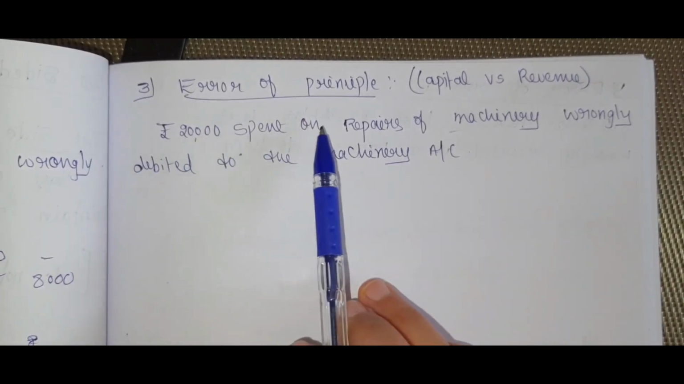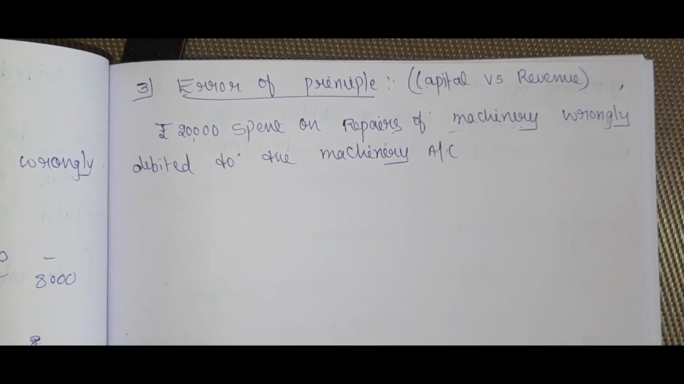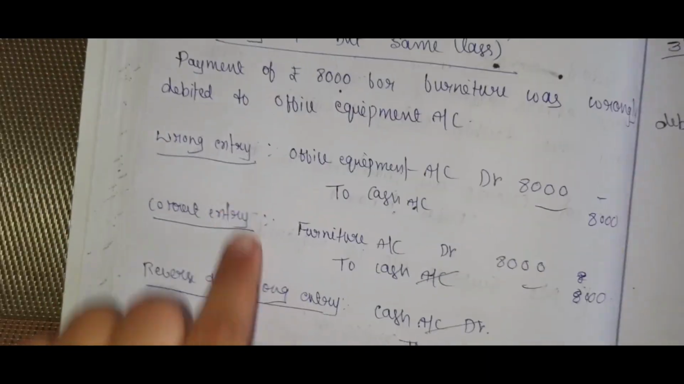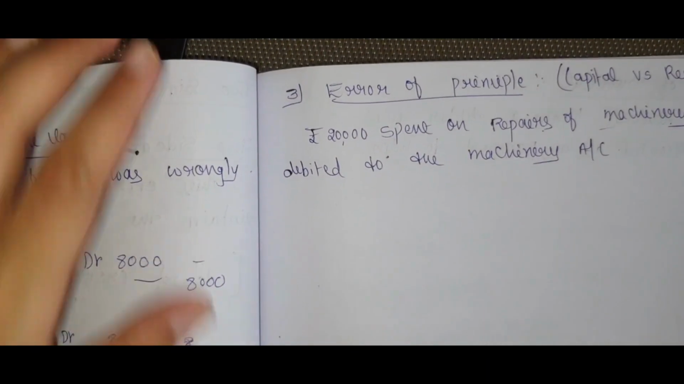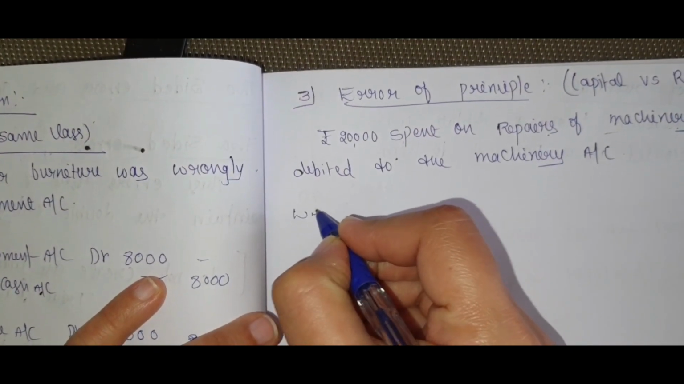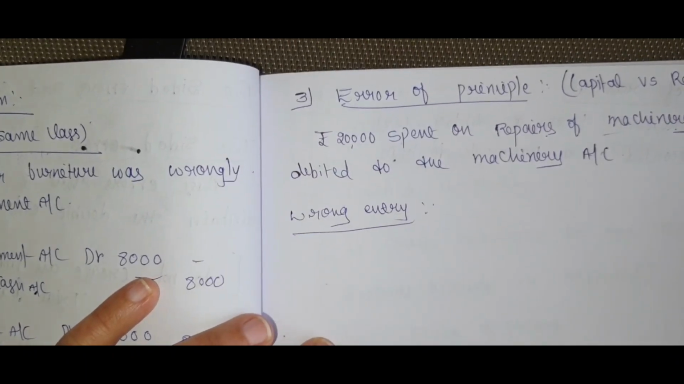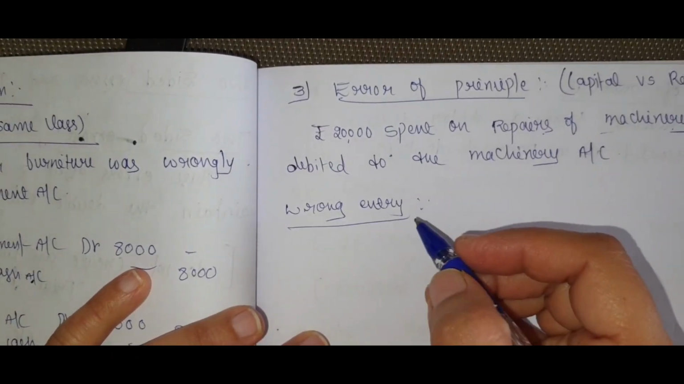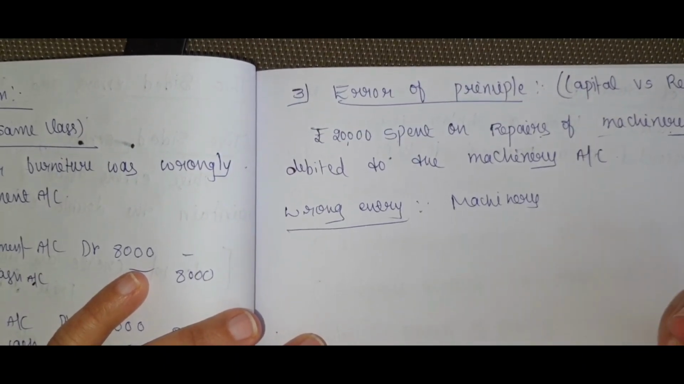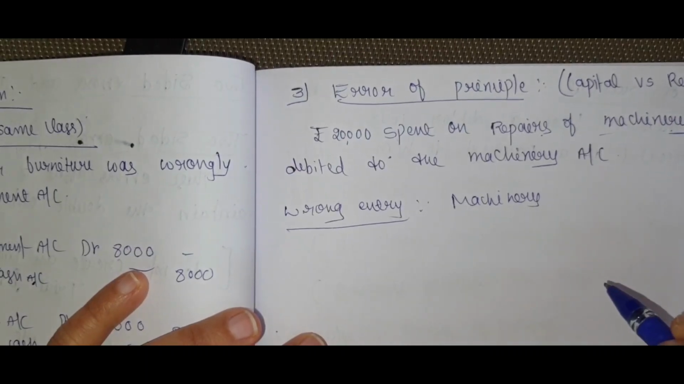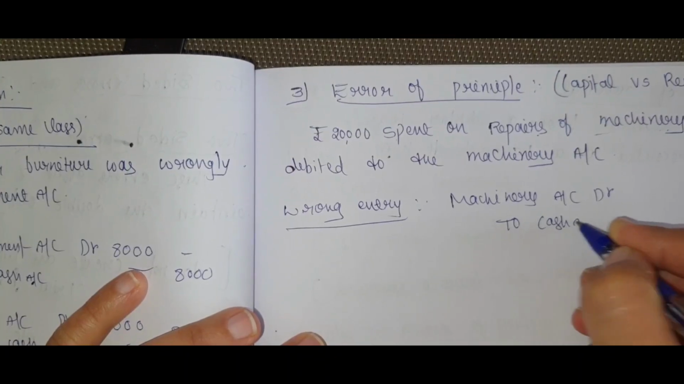So rupees 20,000 spent on repairs of machinery was wrongly debited to the machinery account. We have to follow these steps. Again, in two-sided errors, follow these steps only. What is the first step? Write down the wrong entry. The wrong entry is machinery account, because they debited the machinery account instead of repairs account. So machinery account debtor to cash account. This is the wrong entry.